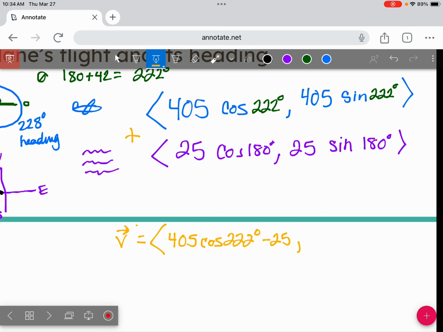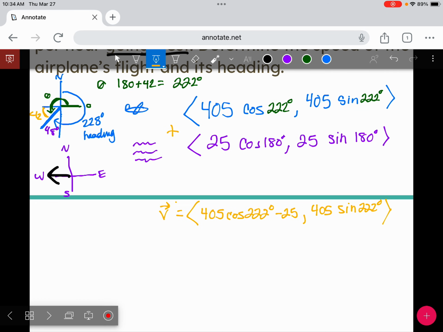We do the same thing for the y's. We're going to have our 405 sine of 222 plus 25 times sine of 180. What's sine of 180? 0. So 25 times 0 gives us 0. So plus 0. So that is our combined plane plus wind vector.